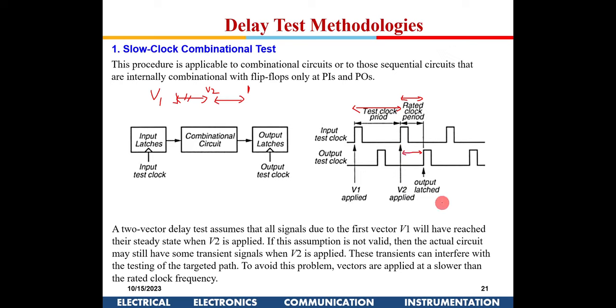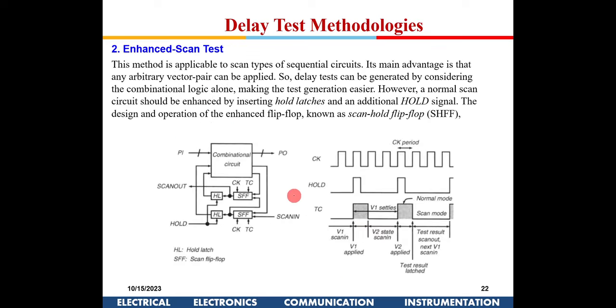Is it okay with all of you? Yes, sir. This is known as a slow clock combinational test. This is possible only for such kinds of circuits. If the circuit topology changes, there is an enhanced scan test.